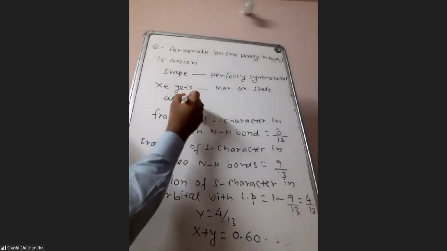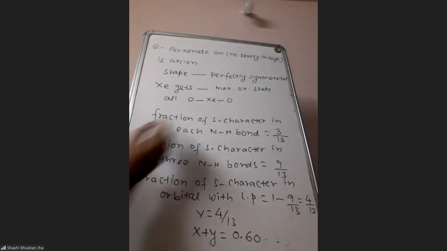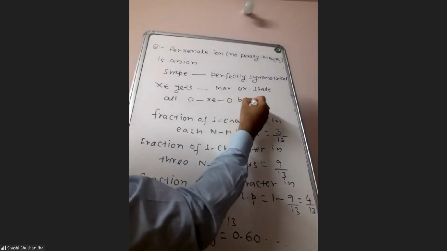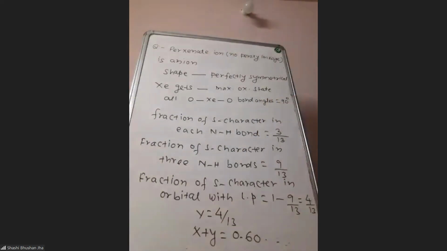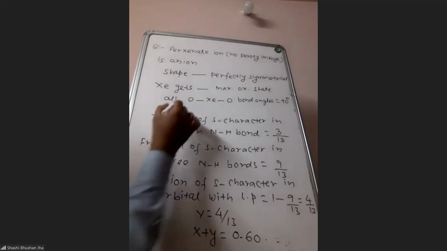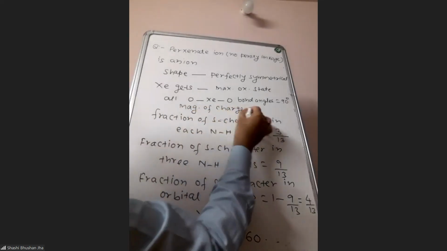All oxygen xenon oxygen bond angles are 90 degree, and all the bond lengths are equal. Find the magnitude of charge on anion.